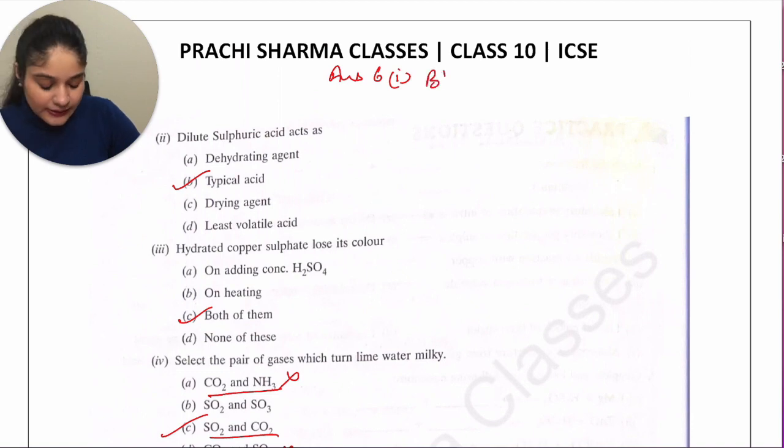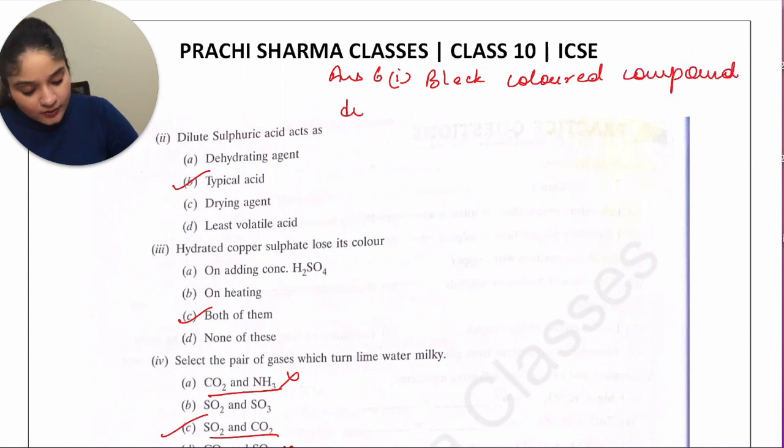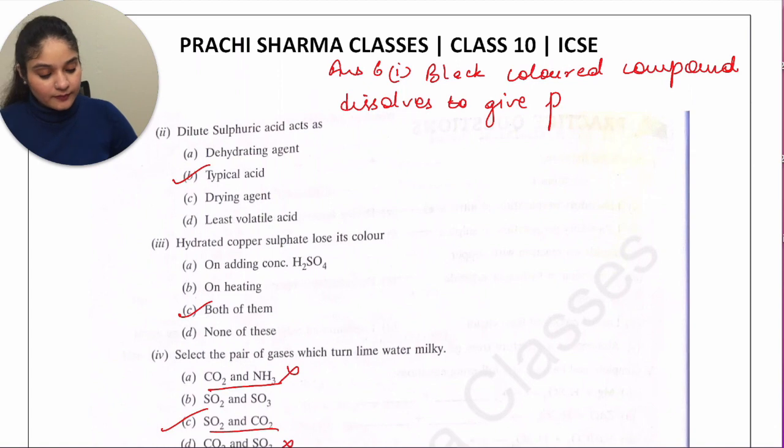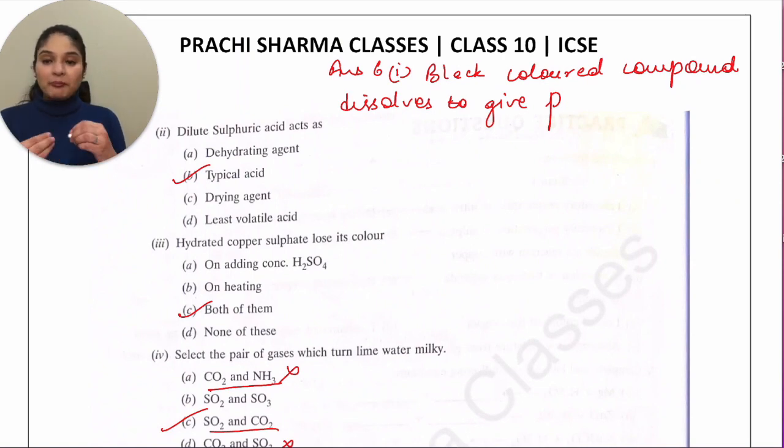So I'm going to say, black colored compound dissolves to give pale green. I am not sure what happened. Just give me one quick second. So you can write it down. A black colored compound dissolves to give a pale green colored solution, and a colorless gas comes out which has a rotten egg smell. So that would be the answer for this.